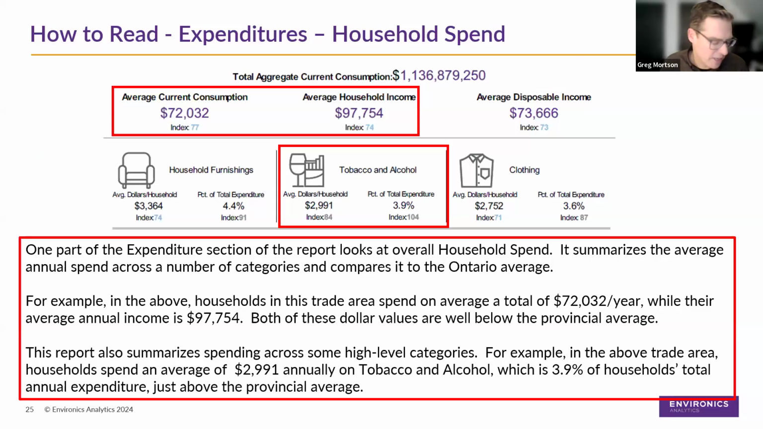The next section of information is all about expenditures, or how people within your trade area are spending money. So this looks at these major household categories. In the top left there, you see 72,032. That's annually how much the average household spends in general, and it's about $72,000 a year.